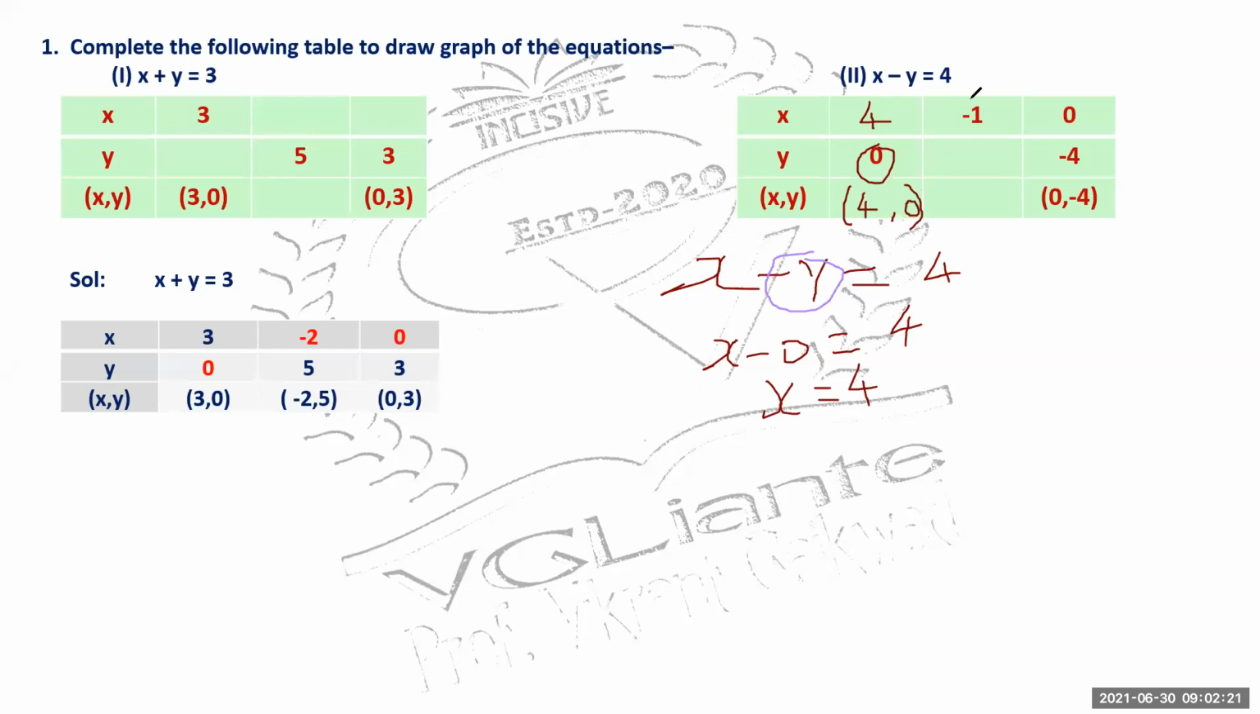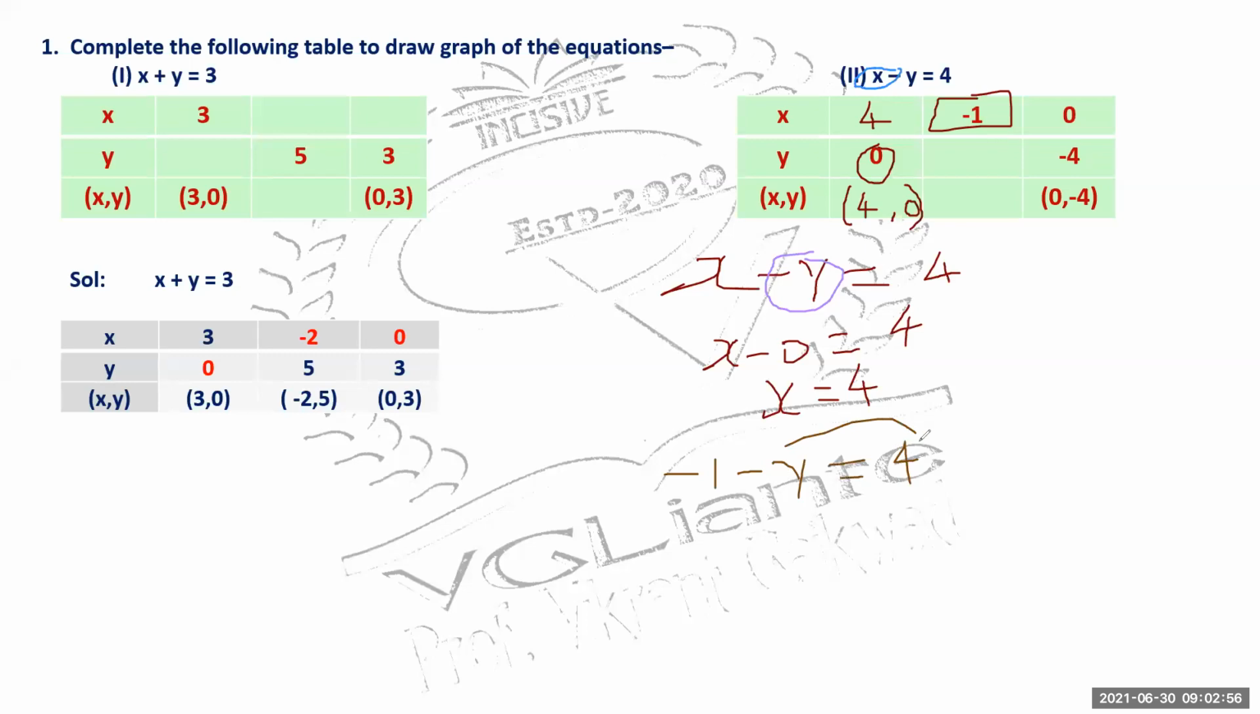Now we'll move ahead to the next part. The value of x over here is minus 1. So what you're going to do is replace this x with minus 1. So the equation is written as minus 1 minus y equals to 4.